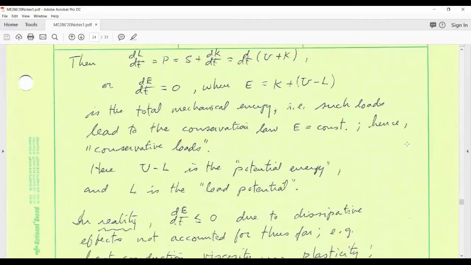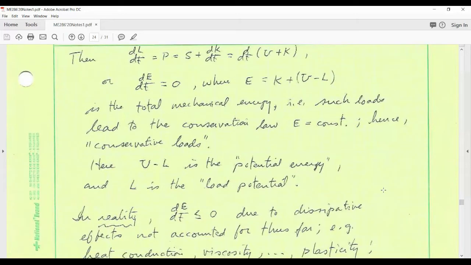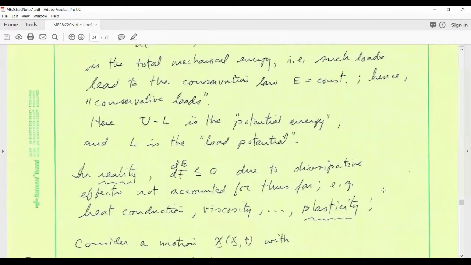But dead loading is not by any means the only type of conservative loading. There exist many loadings which give rise to a so-called load potential. And in your homework, I'm asking you to explore the possibility that a pressure loading might give rise to a load potential. A thermodynamicist would immediately say, well, pressure times volume would be a kind of potential energy for pressure. And that's true under certain circumstances, which I'm asking you basically to quantify in your homework.